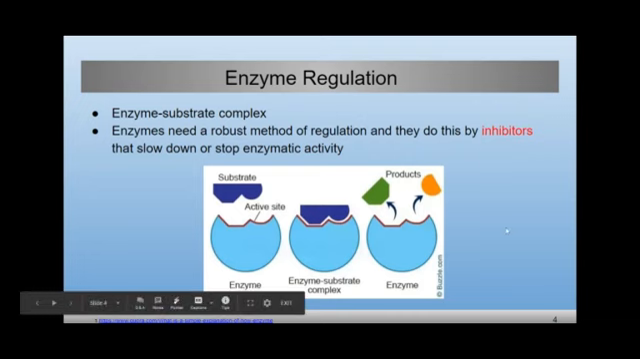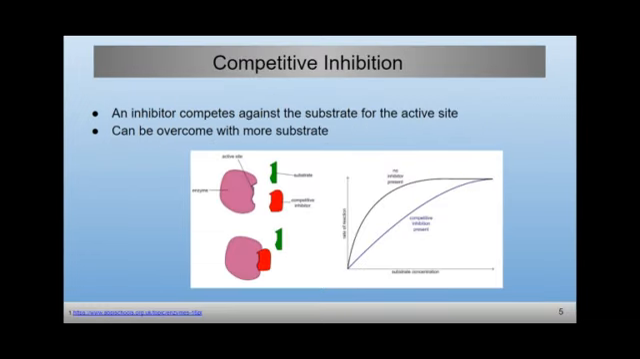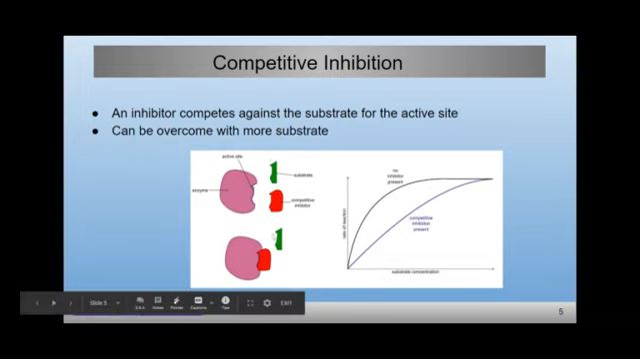And this is really important. We'll talk about three types today. The first one is competitive inhibition, and that's when an inhibitor competes against the substrate for the active site. Also make sure to know that it can be overcome with more substrate, and we'll explain both of that using this diagram here.